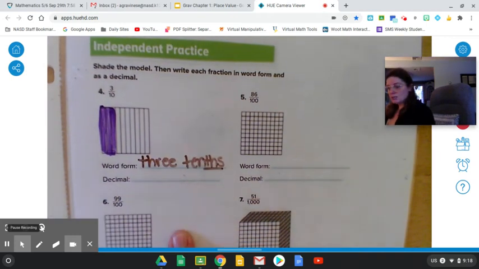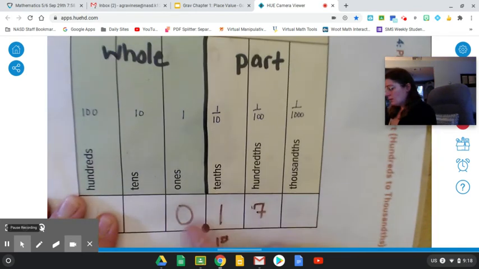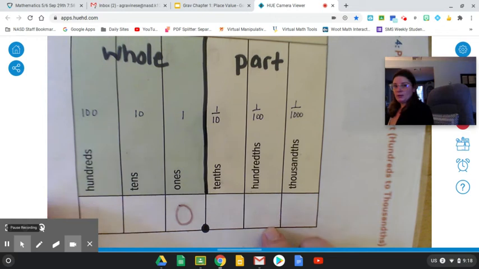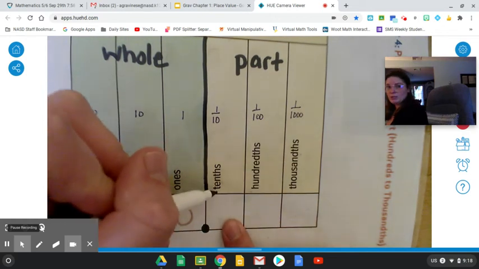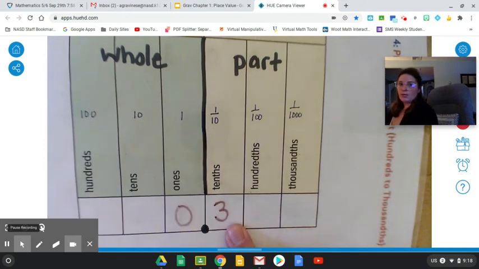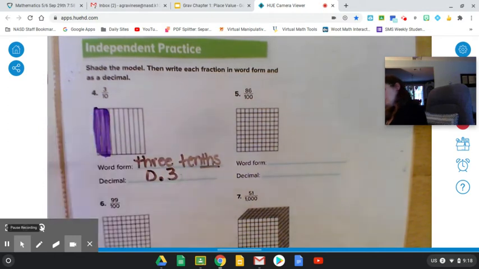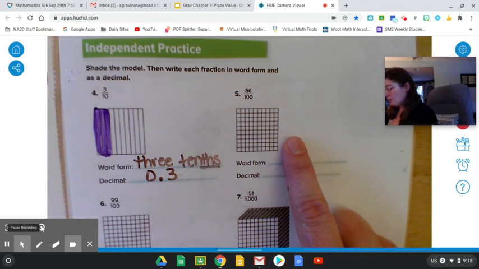As a decimal, I need a 3 in the tenths place. So here's my tenths place. It's the first position after your decimal point. I need a 3 in that tenths place. So our decimal is 0.3. All right, let's try number 5.